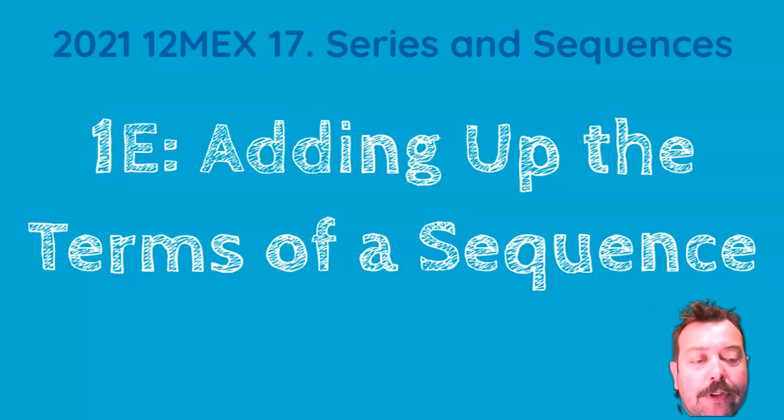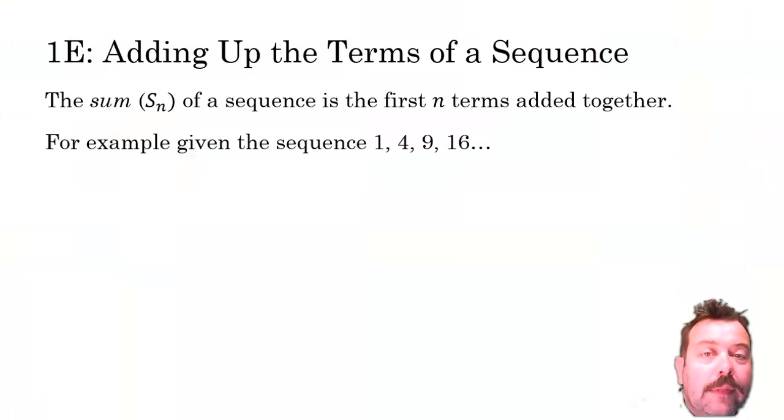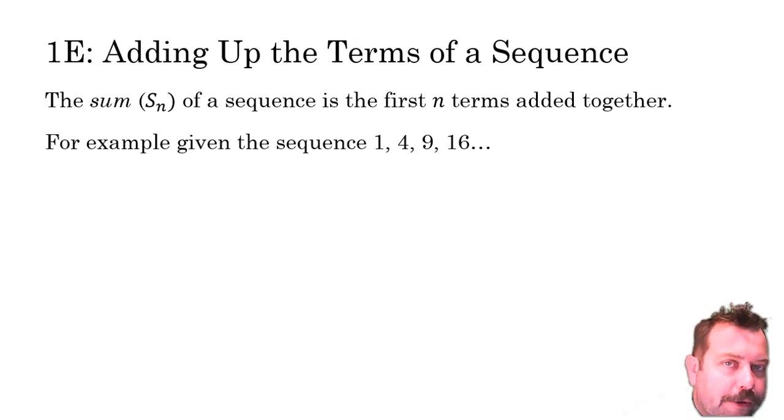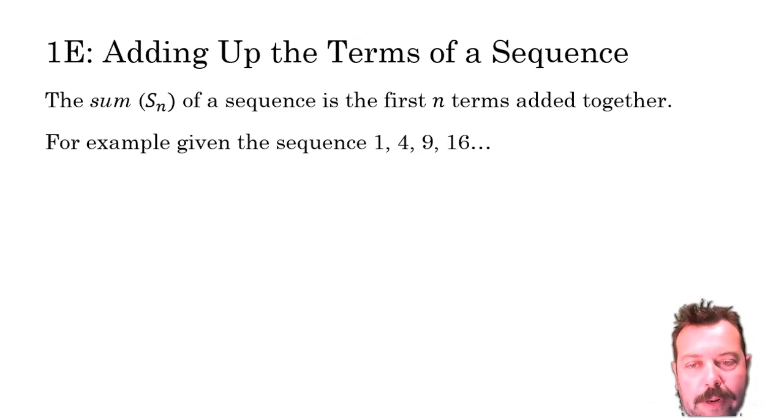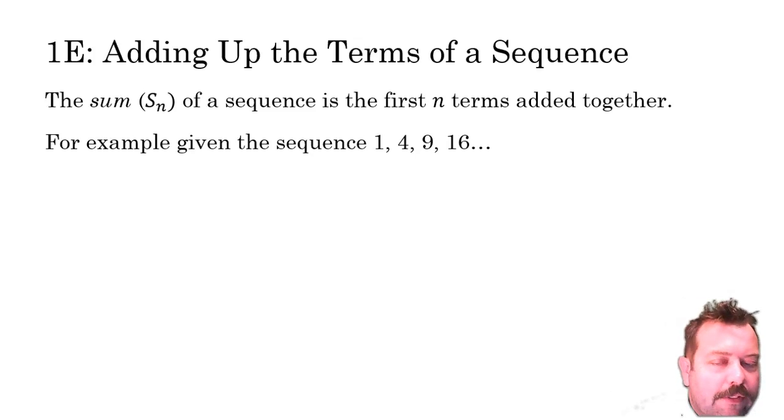Today we're adding up the terms of a sequence. We're going to take some terms and add them together, and the first thing that we're going to look at is adding the first n terms together. We call this the sum to n terms. So that's the first term plus the second term plus the third term and so on until I get to the nth term. I use capital S with the subscript n for the sum to n terms.